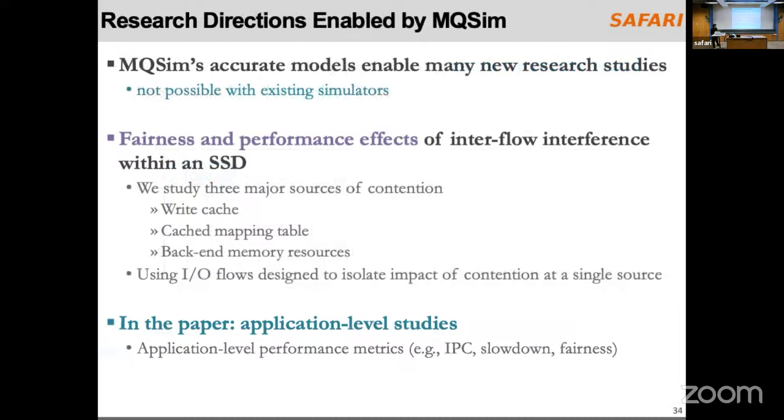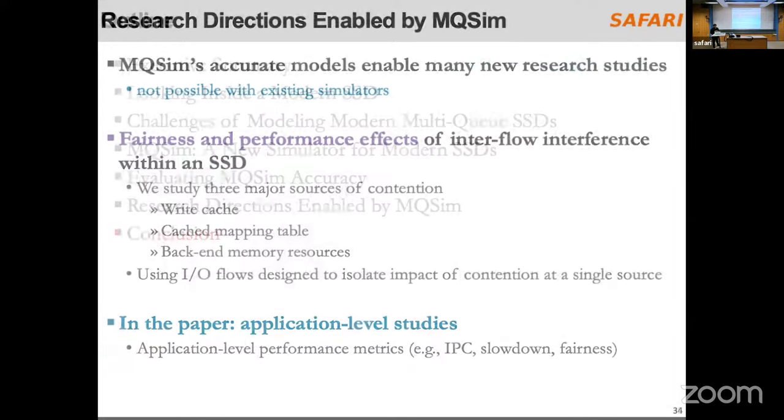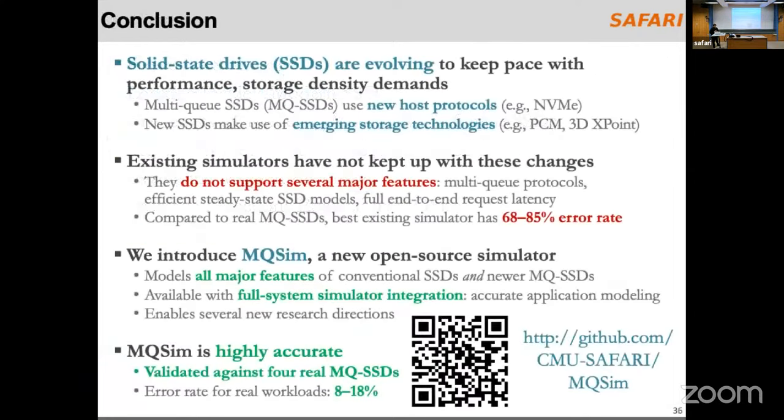In the paper, there are also some studies that show application level performance metrics like IPC, slowdown, and fairness, so I would refer you to the paper for that. In conclusion, some of the existing simulators don't model the latest SSD protocols, such as multi-queue protocols. They don't efficiently model the steady state behavior and capture the end-to-end request latencies. MQSim does all of that, and it can also support new research directions. The error rate is also quite low. I think this should be 6 to 18%. I need to fix this.